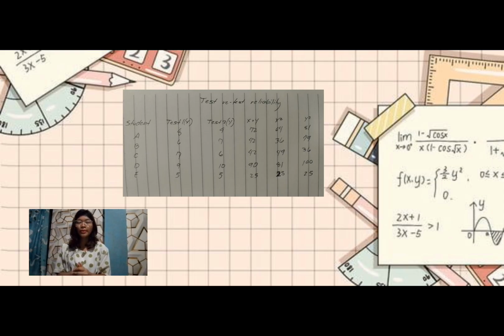So now we will multiply the x and y. First of all, we multiply 8 times 9, which is 72. And then the next is 6 times 7, which is 42, and so on.